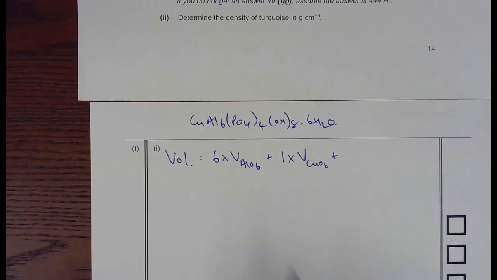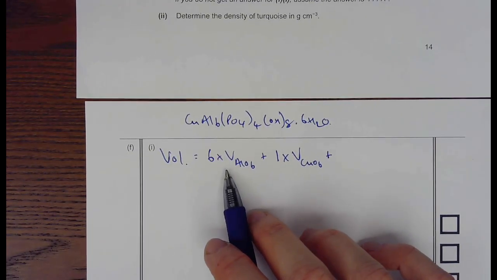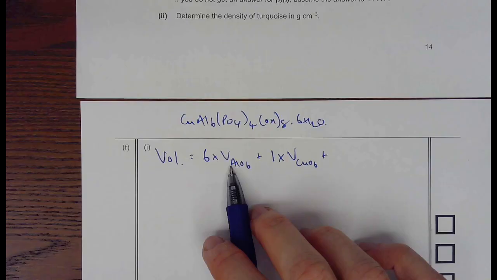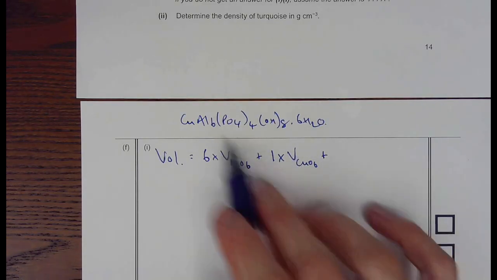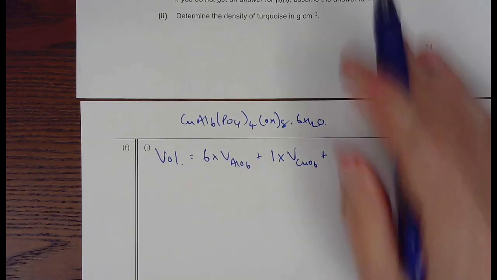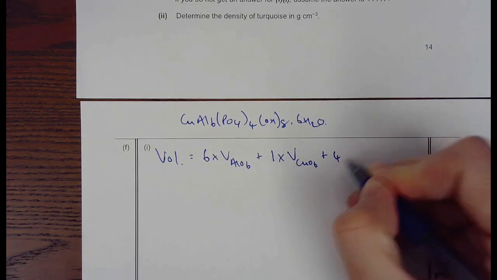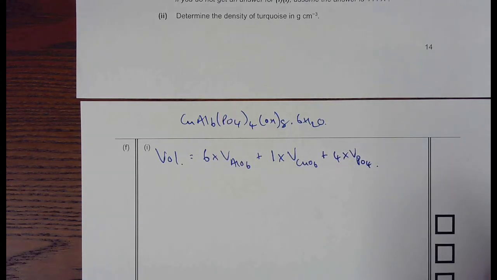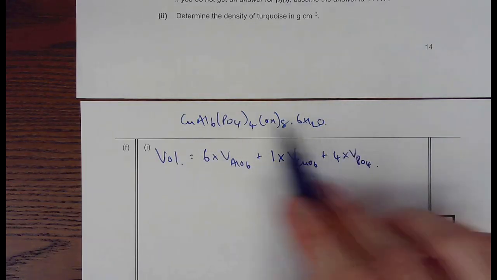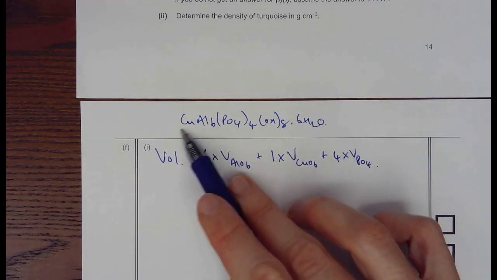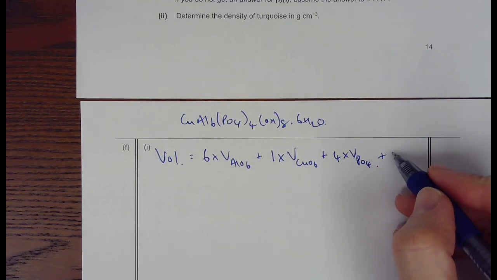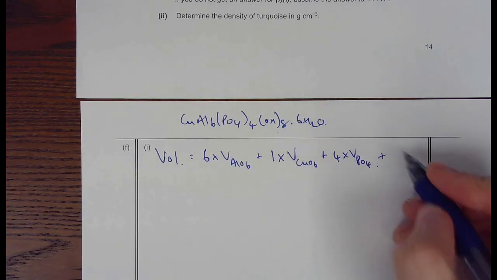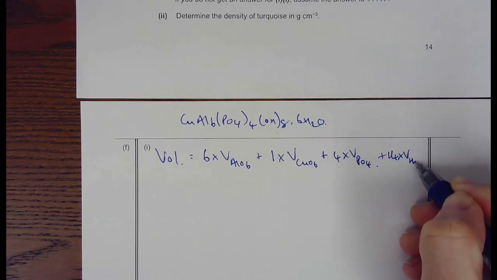So we've got 6 AlO6. That makes sense because I've got 6 aluminiums. 1 times CuO6, because I've got 1 copper. Now, when it said some PO4, I know that it meant 4 times the volume of PO4. And we're told that the hydroxides and the waters have the same volume. So if I have 6 of these and 8 of these, that's 14 times the volume of H2O.